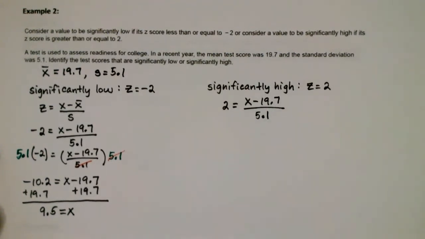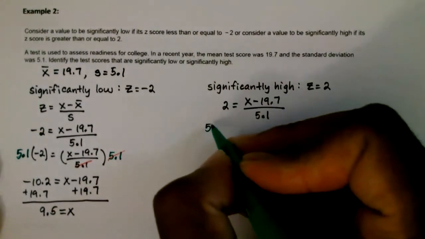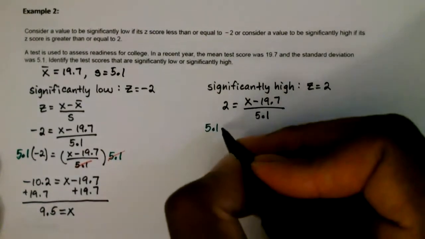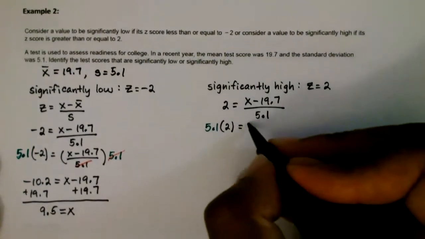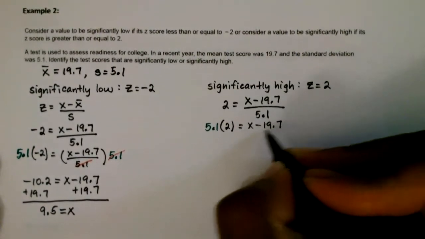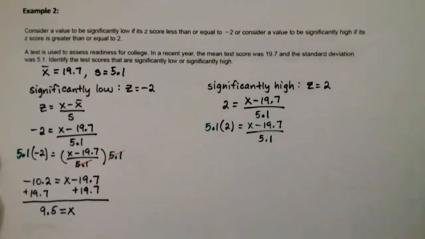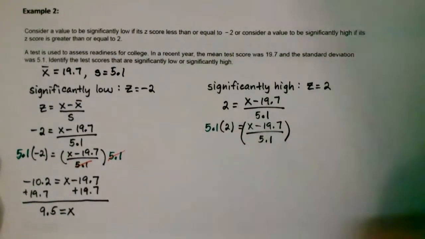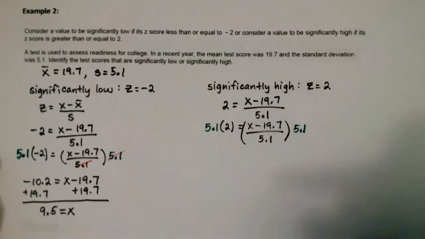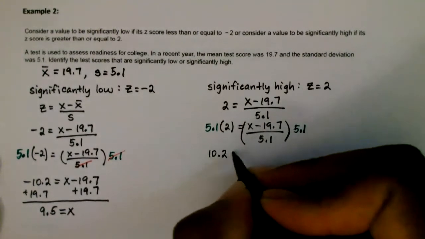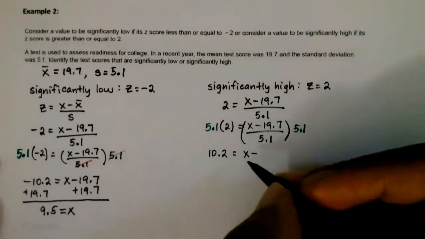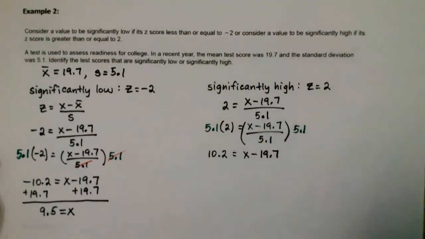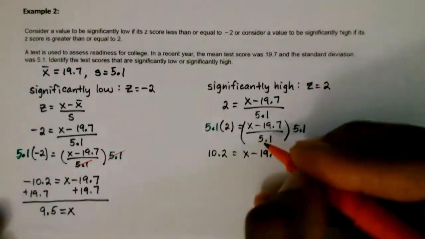I've got the 5.1 in the denominator, so I need to multiply both sides of this equation by 5.1. So the 5.1 will be multiplied by 2, and the x minus 19.7 divided by 5.1 is going to be multiplied by 5.1 as well. So if I do 5.1 times 2, that's going to be 10.2. That's going to equal x minus 19.7, and those 5.1s divide out.